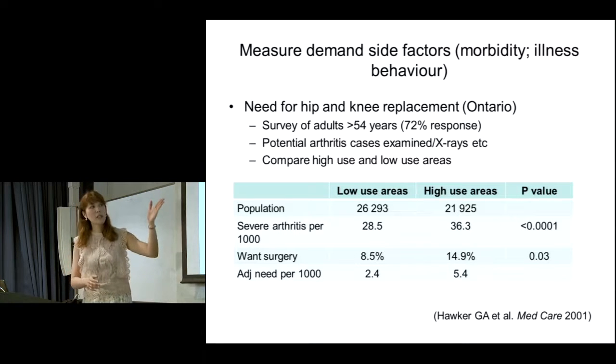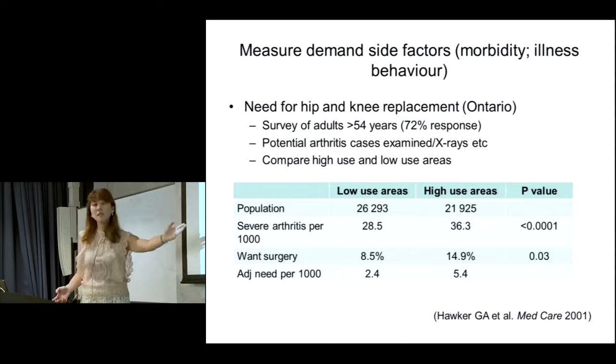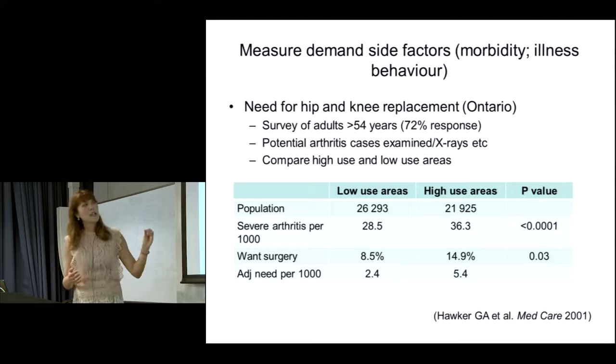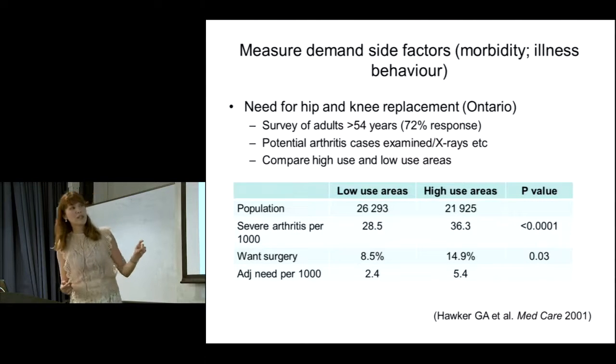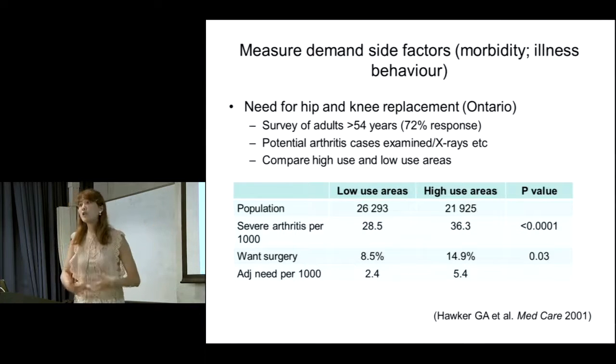So they found that actually in the low use area there was a population of 26,000 versus the high use area. Then severity of arthritis does vary. So they did find that high use of hip and knee replacement areas have more severe arthritis than low use. So that trend works. But they also did the survey, which is the extra bit of trying to understand illness behavior, asking them, do you want hip and knee replacement surgery? And they also interestingly found that high use areas also want more surgery than low use areas.